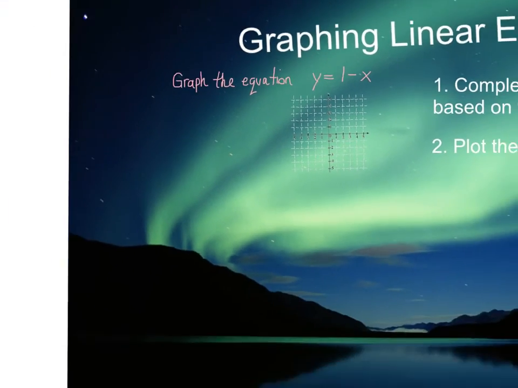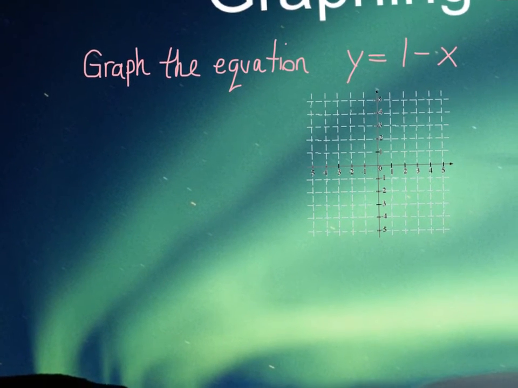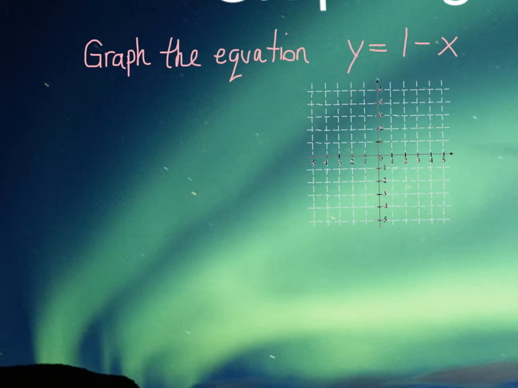So over here we have the question, graph the equation y equals 1 minus x. So I'm going to start off by creating a simple table of values over here. Start with our x values on the left and our y values on the right.